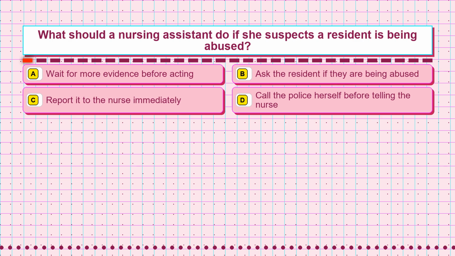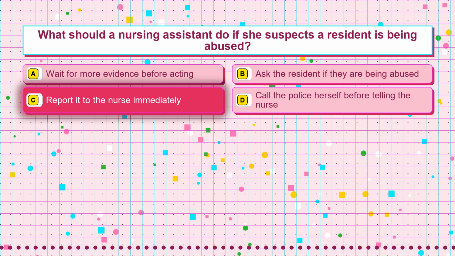Question 13. What should a nursing assistant do if she suspects a resident is being abused? Option A. Wait for more evidence before acting. Option B. Ask the resident if they are being abused. Option C. Report it to the nurse immediately. Option D. Call the police herself before telling the nurse.